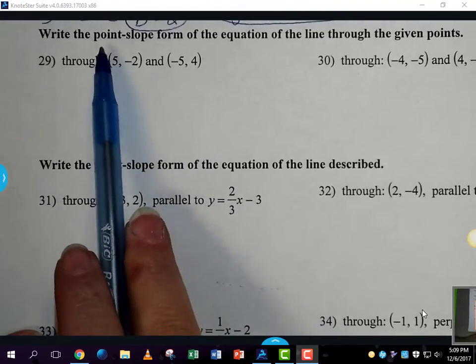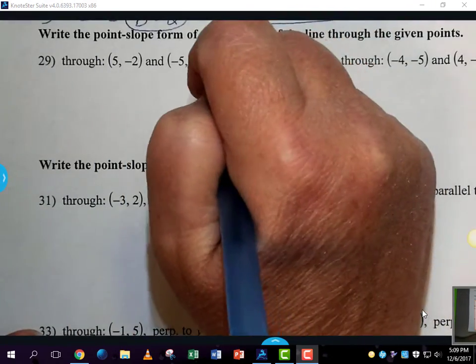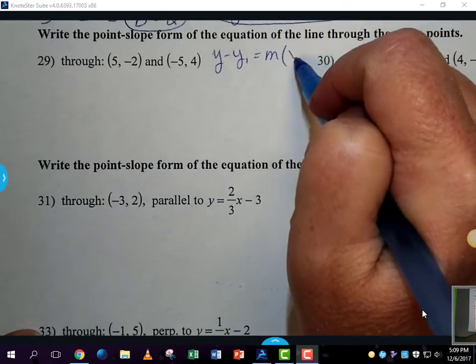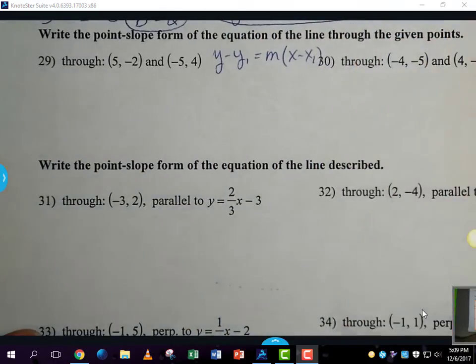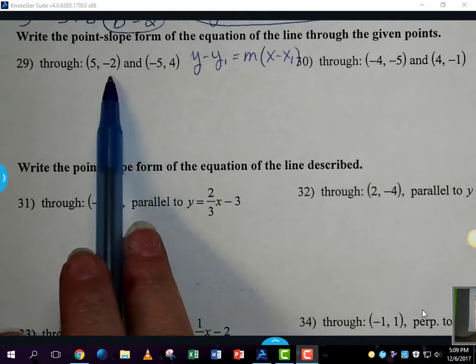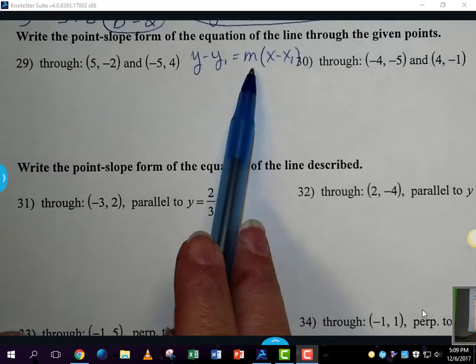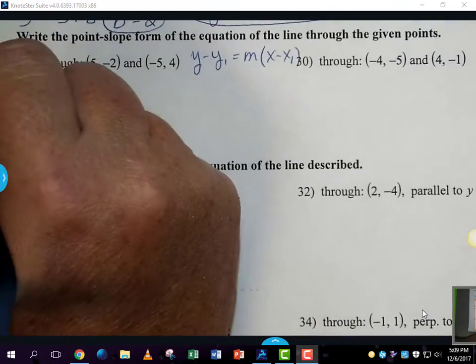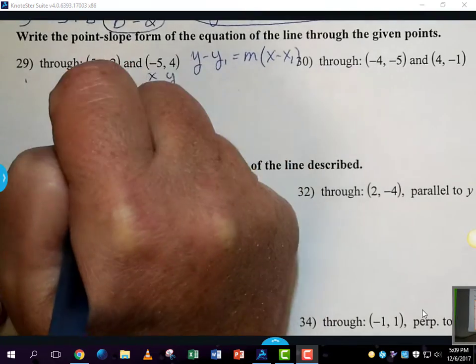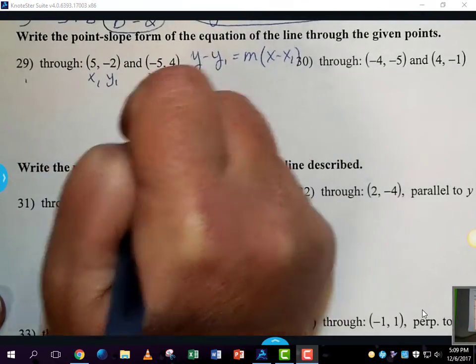Problem 29 moves us on to the point slope form, so that's going to be y minus y1 equals m times the quantity x minus x1. These problems give us 2 points because they want us to figure out the slope, and that's where we'll start. We have x y, x y, 1s and 2s.